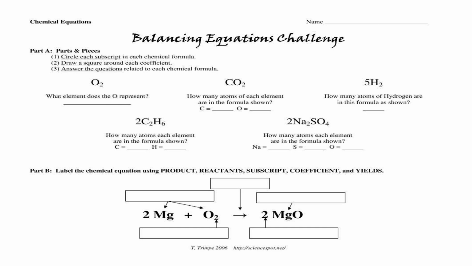So on your desk, I passed out this sheet. We're going to look at what we already know. So take a minute. I want you to do just part A for right now. Take a minute or two and follow the directions for part A. It says circle each of the subscripts in each chemical formula, draw a square around the coefficients, and then answer the questions for each of these.